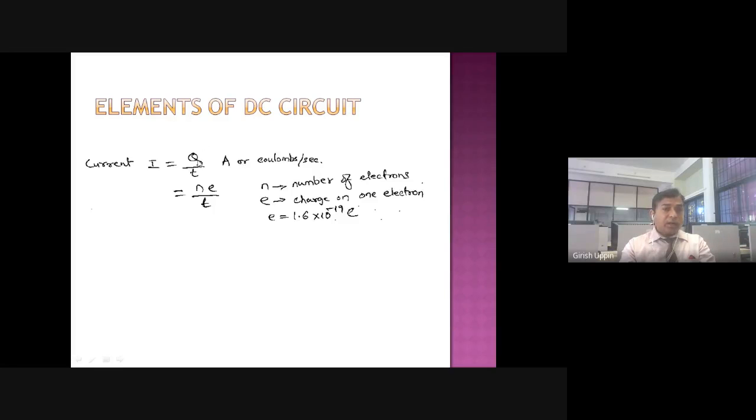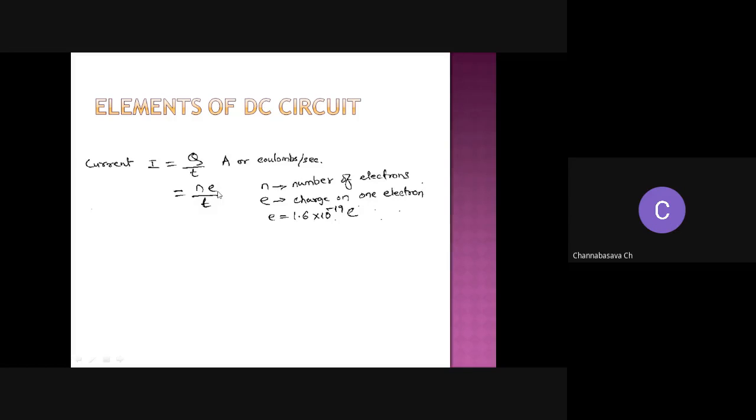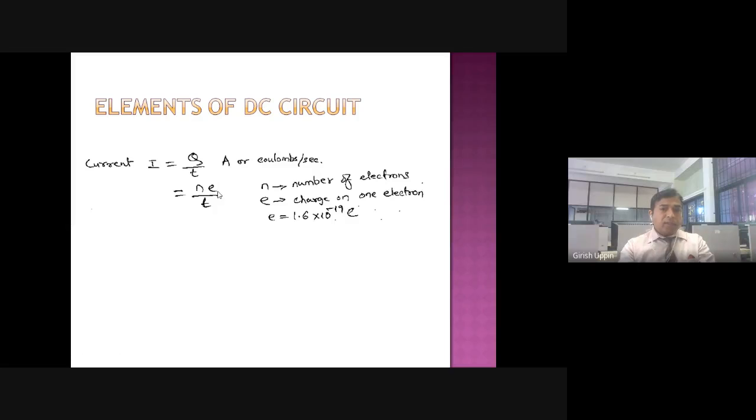And what is the total electric charge? Total electric charge is nothing but N into E. What is N into E? E represents the charge on a single electron, and N represents the number of electrons that are flowing. So the total charge is the number of electrons times the charge on each electron. What is the charge on each electron? This is a constant, and it is given by E = 1.6 x 10^-19 coulomb.